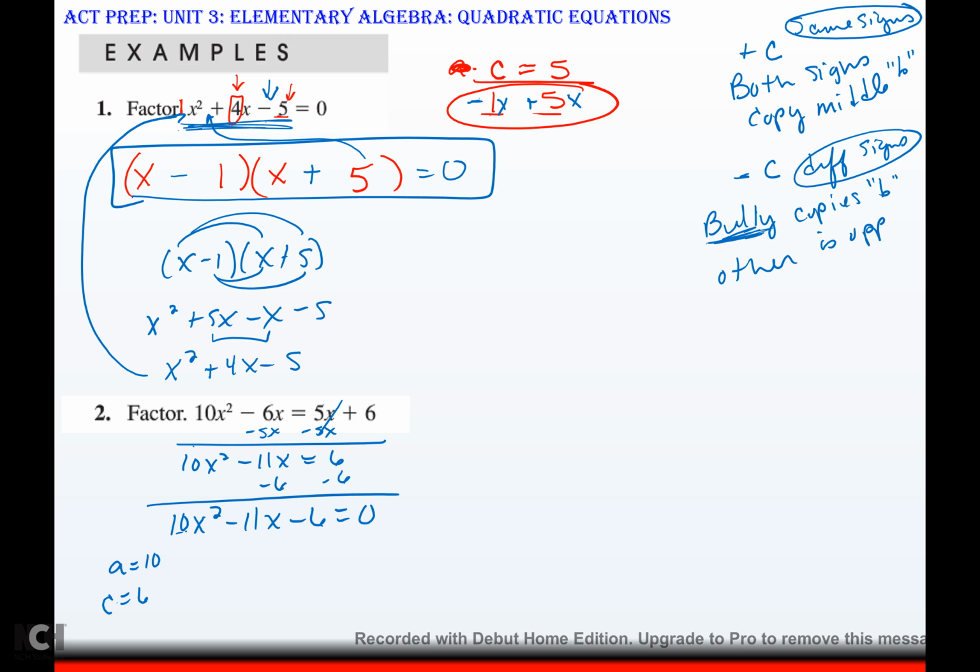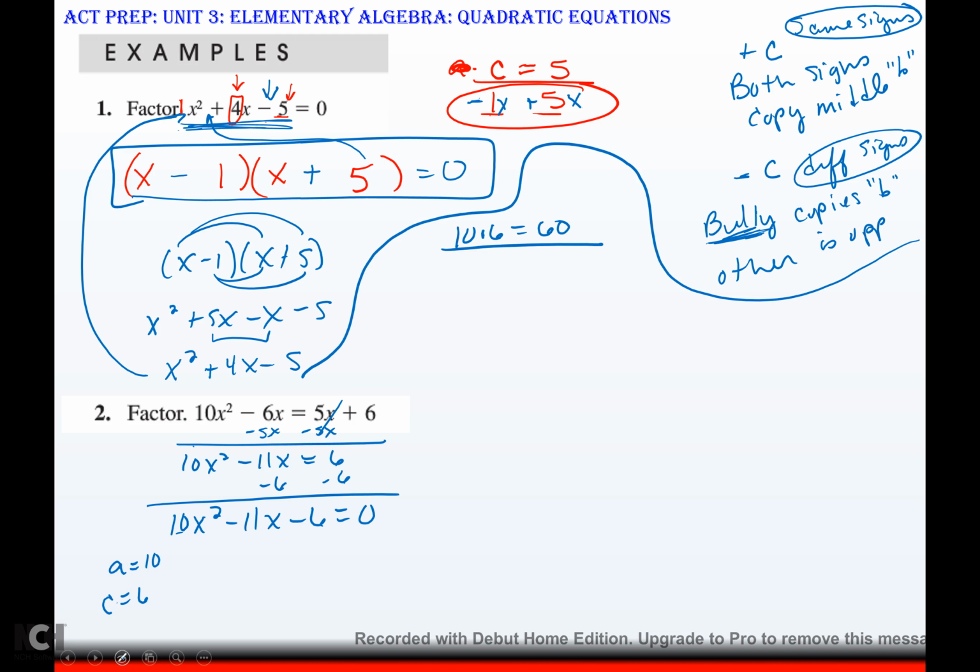All right, so I'm going to do 10 times 6, and I'm going to make myself some room up here. 10 times 6 is 60. So A times C, find all the factors. All the factors of 60.